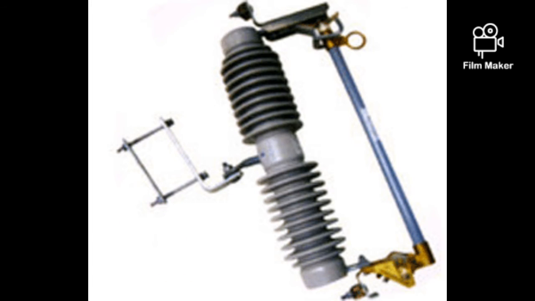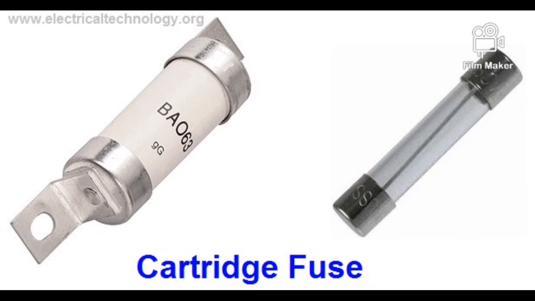Expulsion fuses. These fuses are filled with chemicals like boric acid that produce gases on heating. These gases extinguish the arc and are expelled from the ends of the fuse. The fuse element is made of copper, tin, or silver. Cartridge fuse is one of the low voltage fuses.